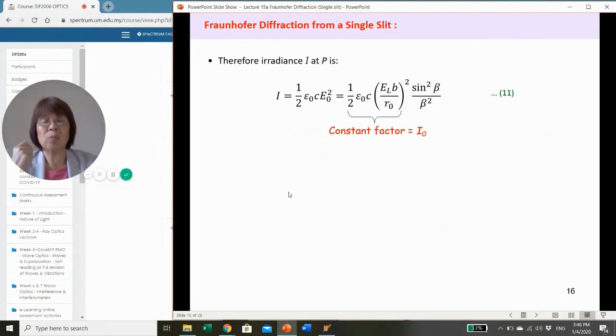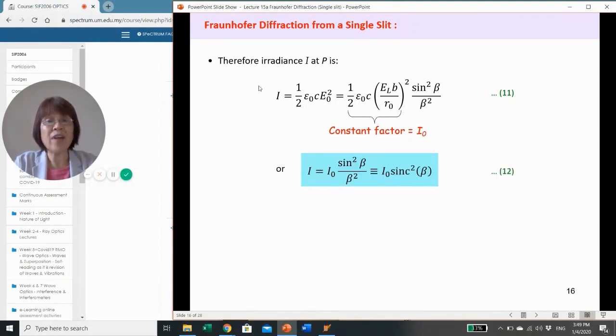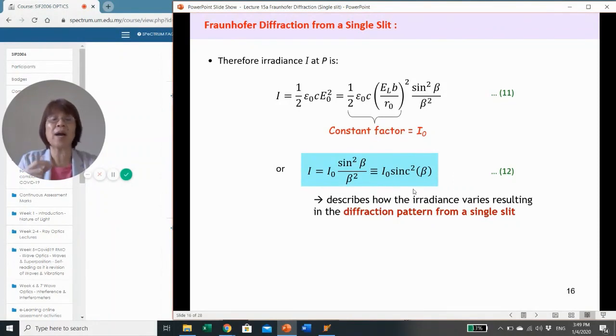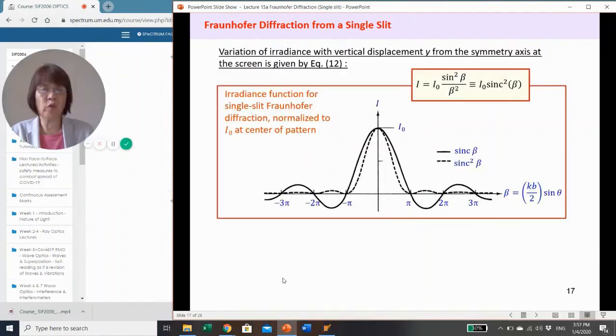Therefore, when we talk about irradiance, we are interested in the amplitude. So irradiance at point P will be given as half epsilon 0 c E0 squared. Squaring that term gives sine squared beta over beta squared. This term here is actually a constant factor, and that will give you I0. Or we can rewrite this as the irradiance variation on the screen being equal to I0 sine squared beta over beta squared. Now sine beta over beta is actually sinc beta. This term describes how the irradiance varies on the observation screen, resulting in a diffraction pattern from a single slit. We have now worked out the irradiance expression from the diffraction of a single slit, and it is proportional to sine squared beta divided by beta squared.